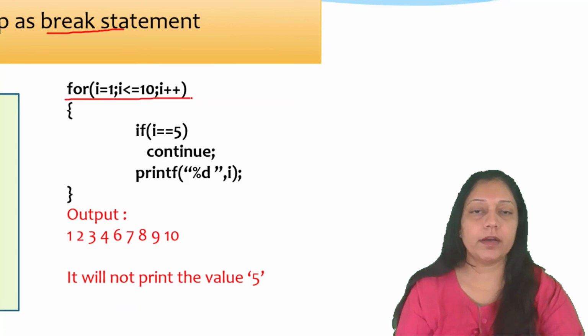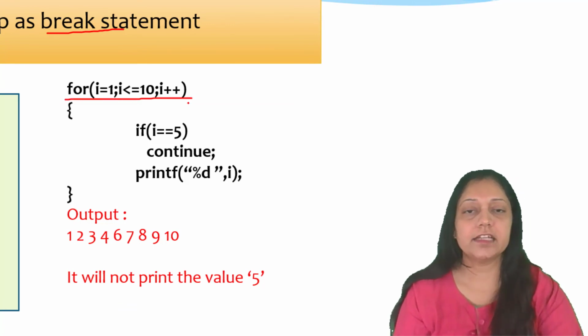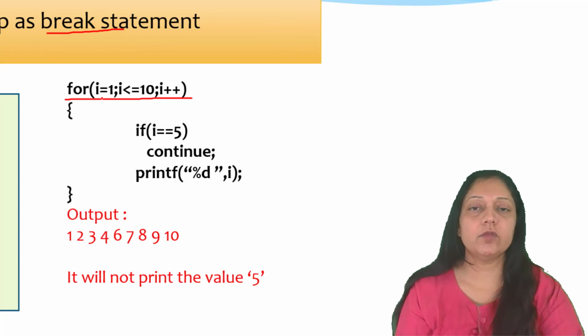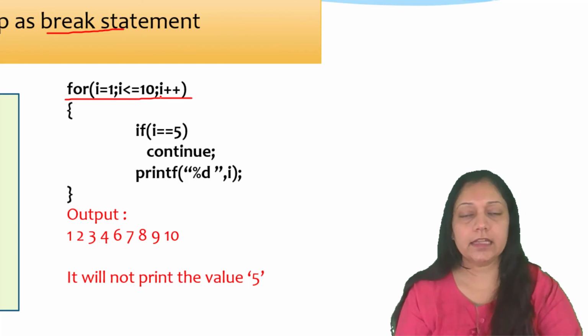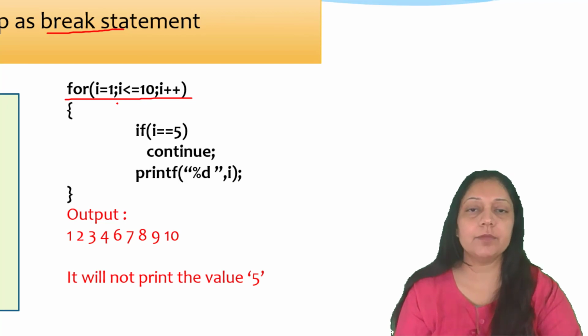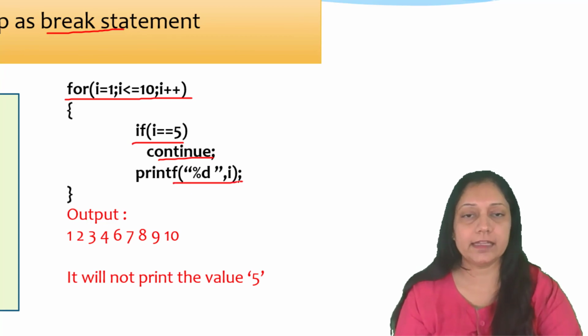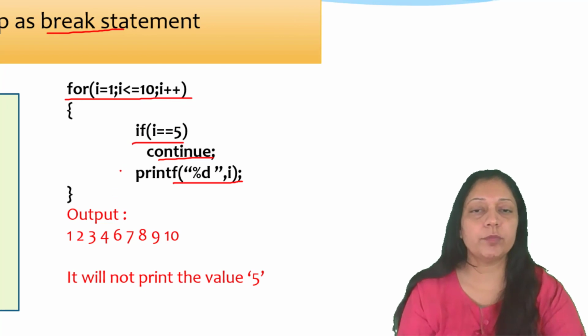I have a for loop again, similar to the break statement, where the value of i is equal to 1, i less than or equal to 10, i plus plus. Means this loop will be executed 10 times starting from 1 up to 10. Now my condition is if i equal 5, means whenever the value of i becomes 5, I'll execute the continue statement. If the condition is false, I'll display the value of i. So in that case, what would be my output?